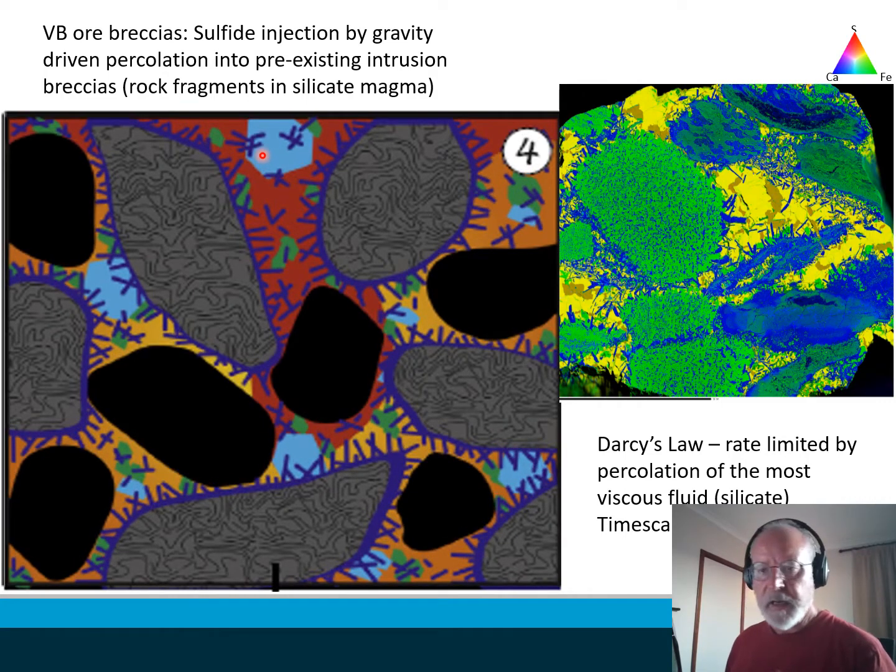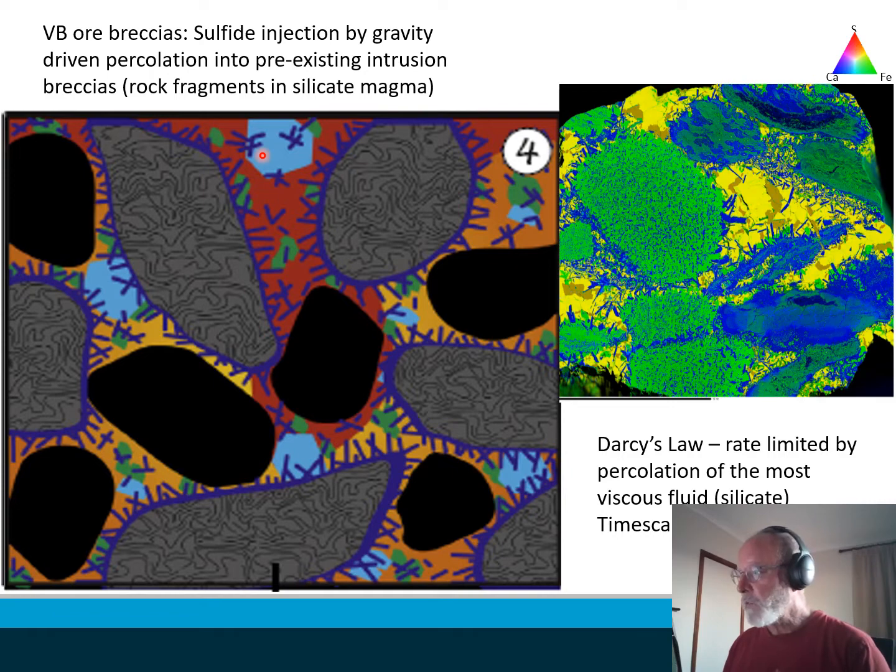Now at this point, we flush the whole thing out with sulfide. This is an injection of sulfide that's coming in from above, probably again flowing down a 3D sill dike network. Remember, the sulfide liquid is very dense, it's very runny, so at magmatic temperatures it's very highly mobile. And it's going to have a very strong tendency to flow downhill. So in this case, it's flowing down into this silicate rock breccia.